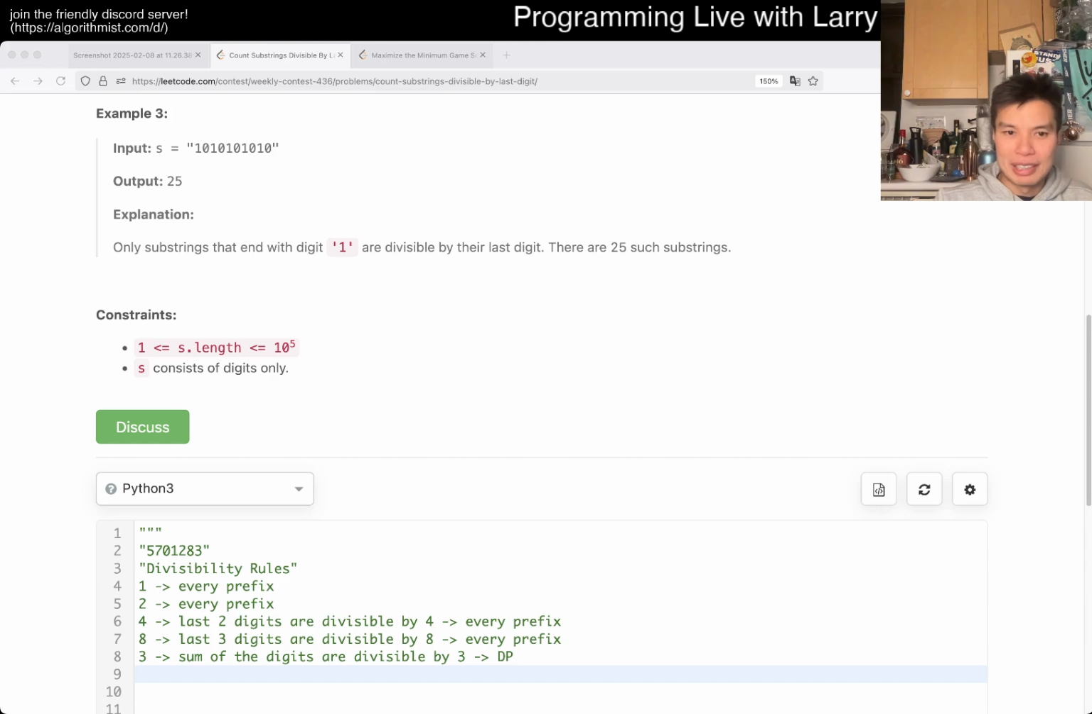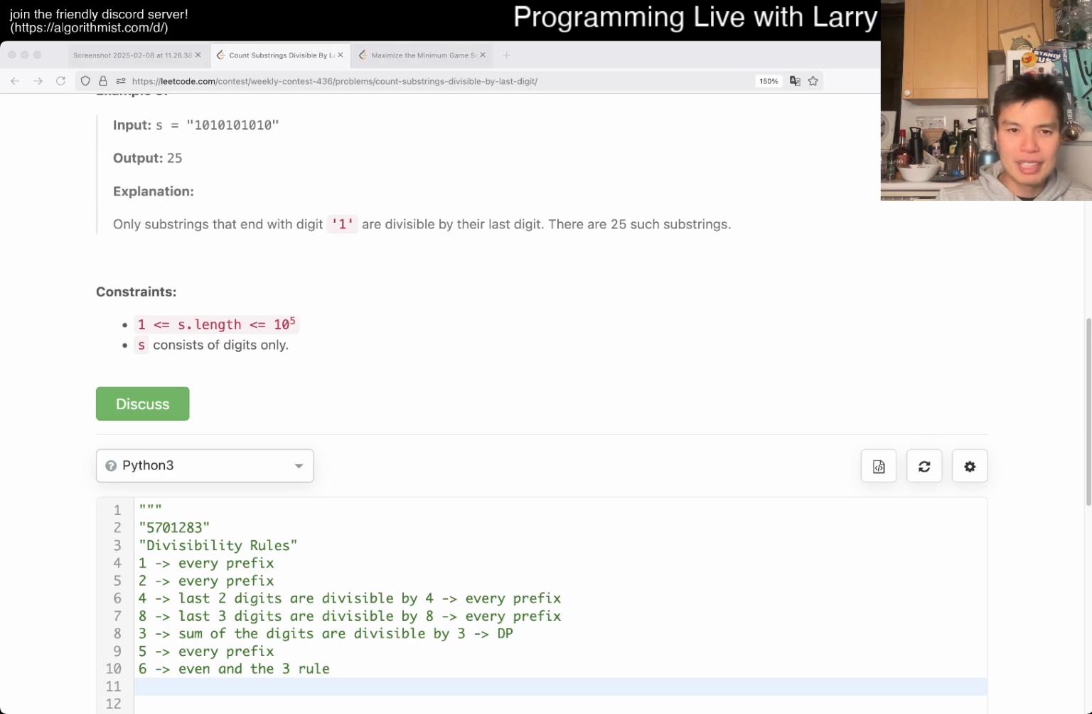And then what's next? 5? Oh, 5. Well, also keeping in mind that the last digit is 4, so that limits some stuff. And last digit is 8. And the last digit is 3. And last digit is 5, so it's actually every prefix as well, right? Because it always is going to be. 6 is going to be even, and the 3 rule. Am I missing anything? 9?